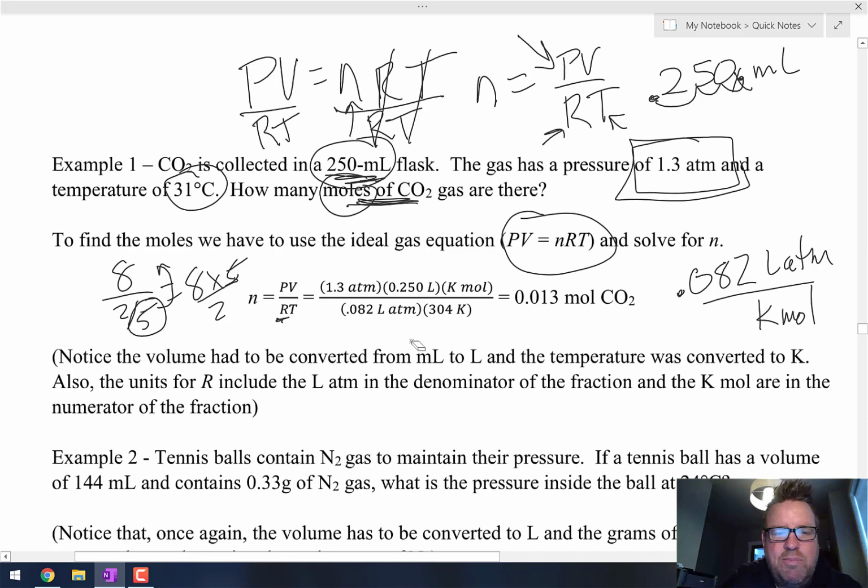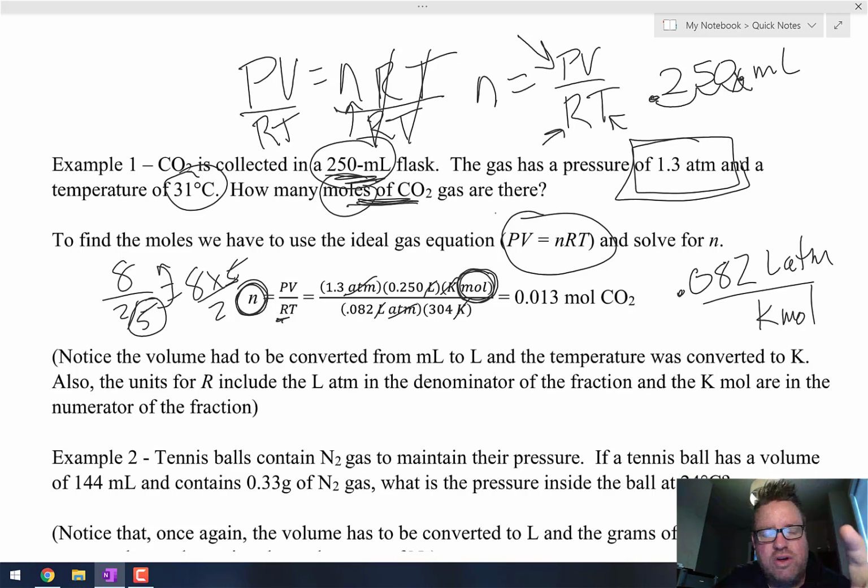And the reason that's important is because notice what they're asking us for. They're asking us for moles. Now watch what happens here. Kelvin and Kelvin cancel. Liters and liters cancel. Atmospheres and atmospheres cancel. If you have this problem set up correctly, notice the only unit that's left is the unit that they're asking you about. And that's really, really important in science, that the problem is set up correctly because all the other units cancel except for the units they're asking you for.